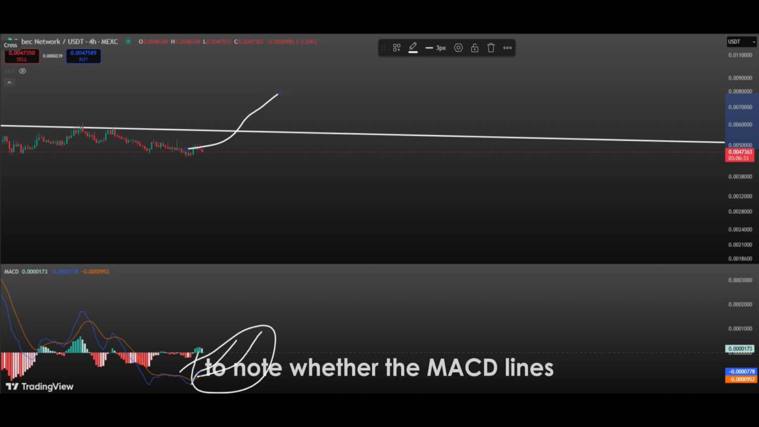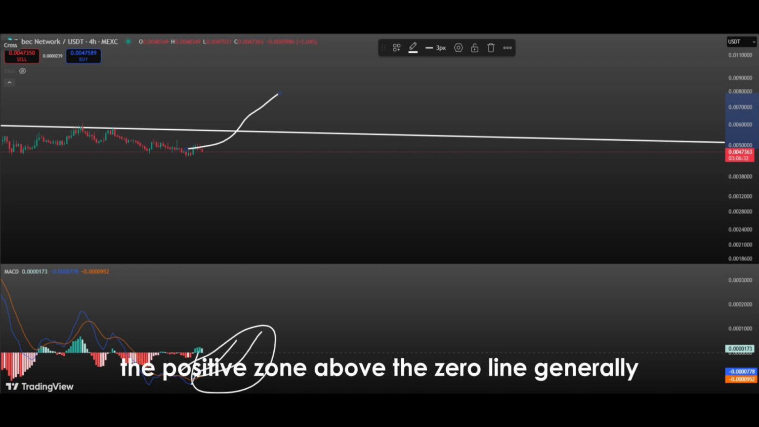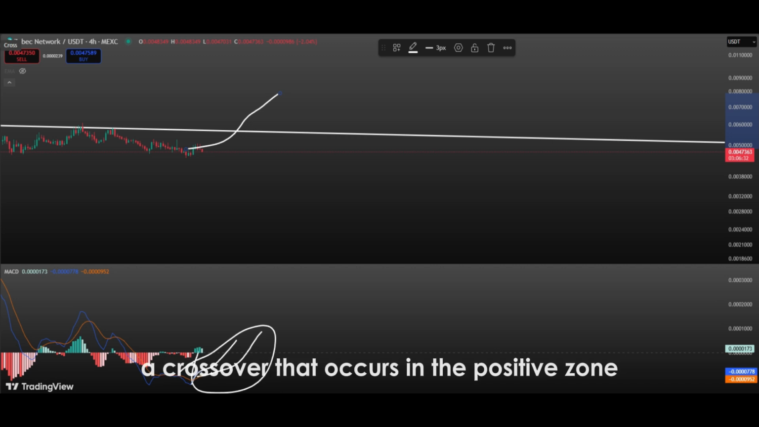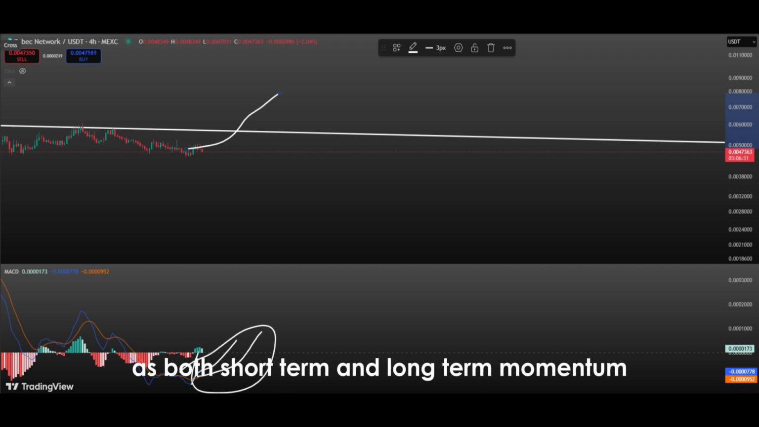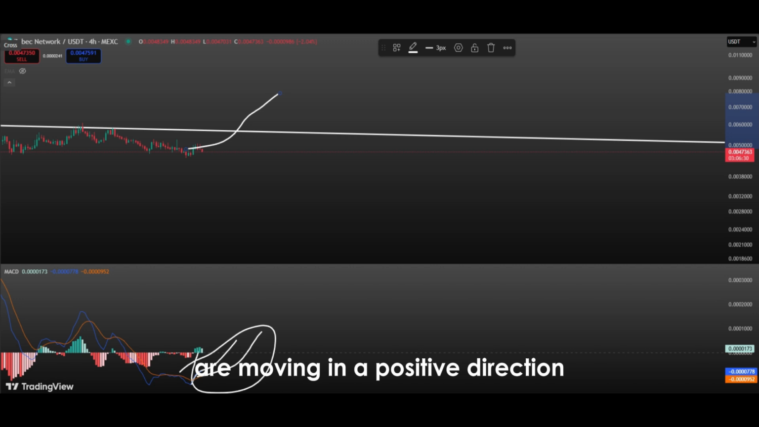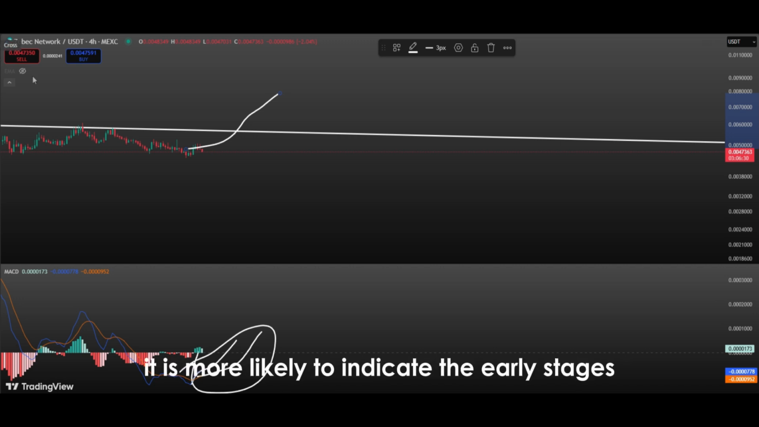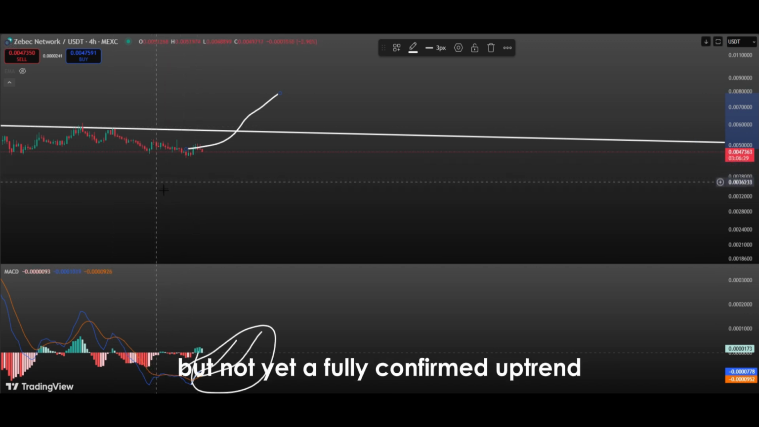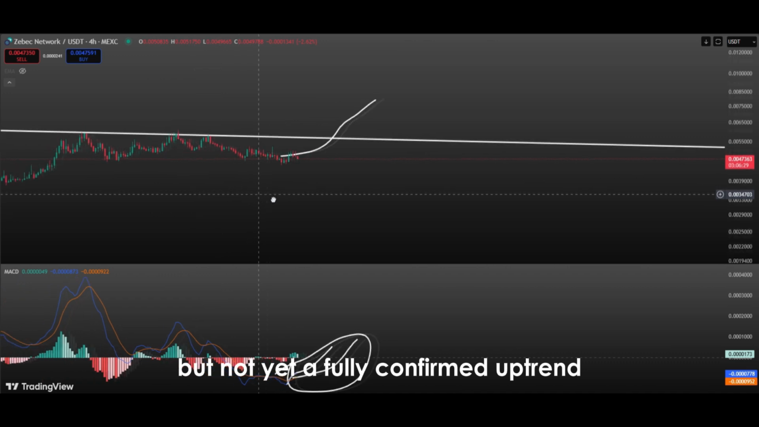It's also important to note whether the MACD lines have moved into positive territory. The positive zone, above the zero line, generally indicates that the market is in an uptrend. A crossover that occurs in the positive zone is an even stronger signal, as both short-term and long-term momentum are moving in a positive direction. If the crossover occurs below the zero line, it is more likely to indicate the early stages of a potential trend reversal, but not yet a fully confirmed uptrend.